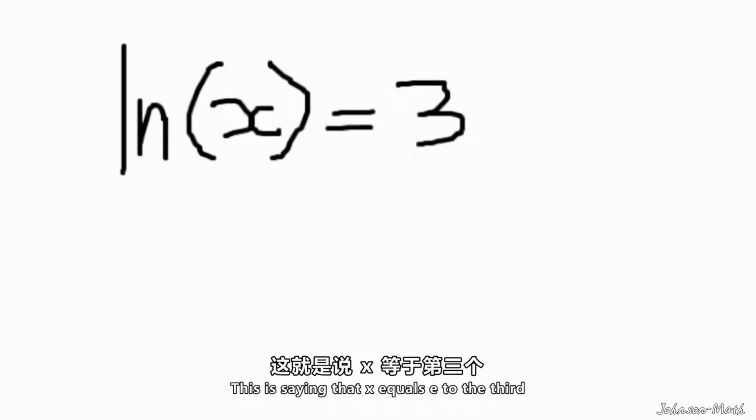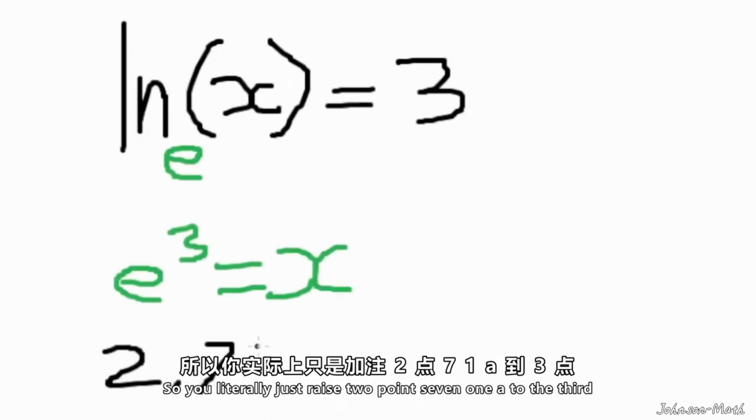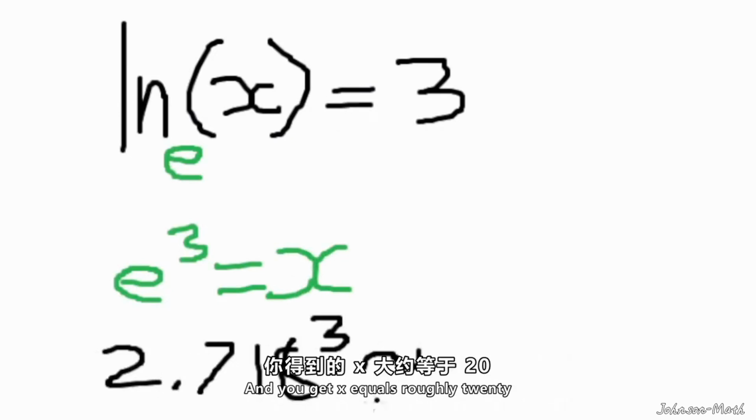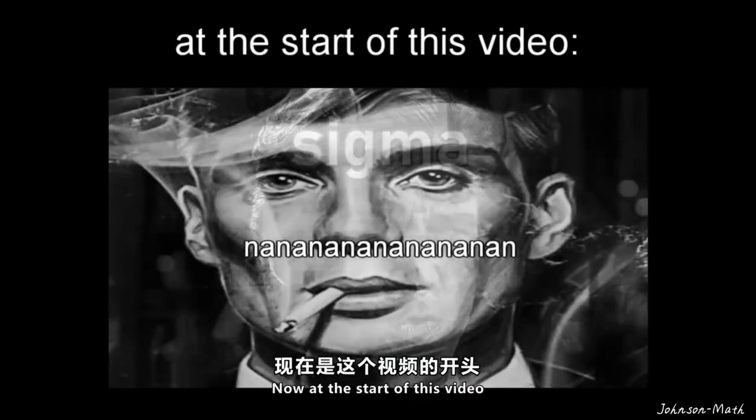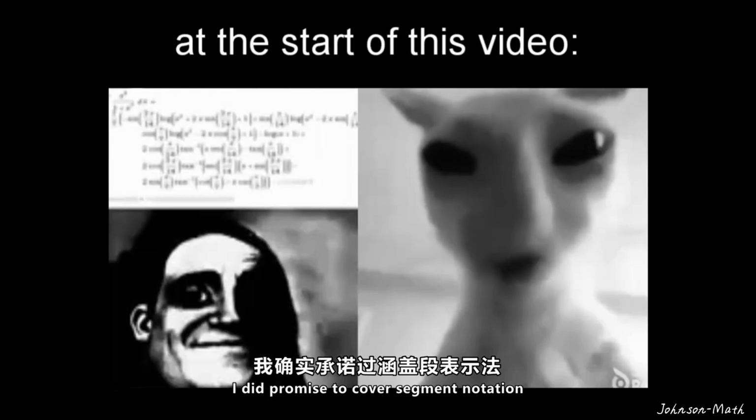Now let's say that the natural log of x equals 3. This is saying that x equals e to the third. So you literally just raise 2.718 to the third and you get x equals roughly 20. It's not that deep.